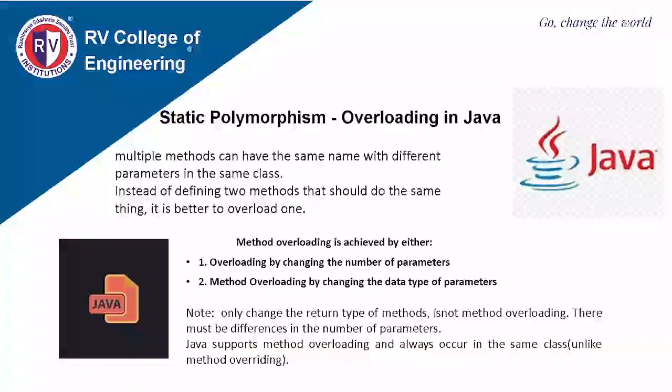So Java supports method overloading, and it always occurs in the same class. It is not like method overriding. Overriding is in a different class, so that is another concept. We call it dynamic polymorphism. Overriding is dynamic polymorphism.